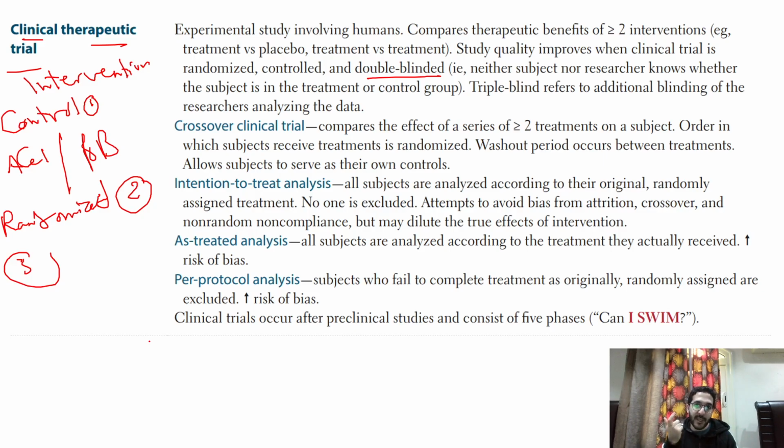The second blinding is the researcher not knowing which is which. Because again, if the researcher is biased, trying to make the drug that he thinks is better work, he will try to assign some patients to the good drug and some patients to the bad drug to make his drug work.